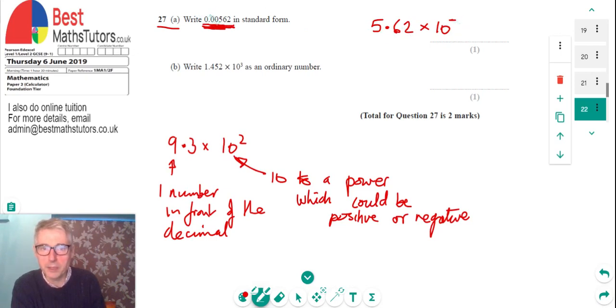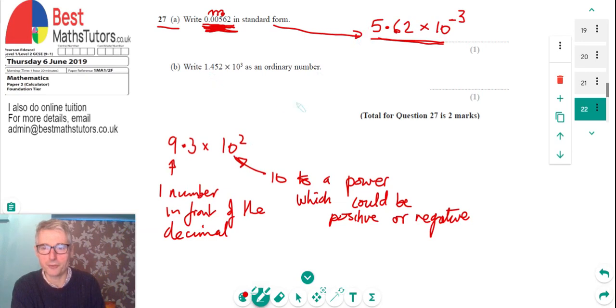And we look at how many places the decimal point would have to move. So it's 1, 2, 3. We can imagine it's skipping between the numbers. So it's moved 3 places. And so we write a 3 there. So this number, which is in ordinary form, is now in standard form.